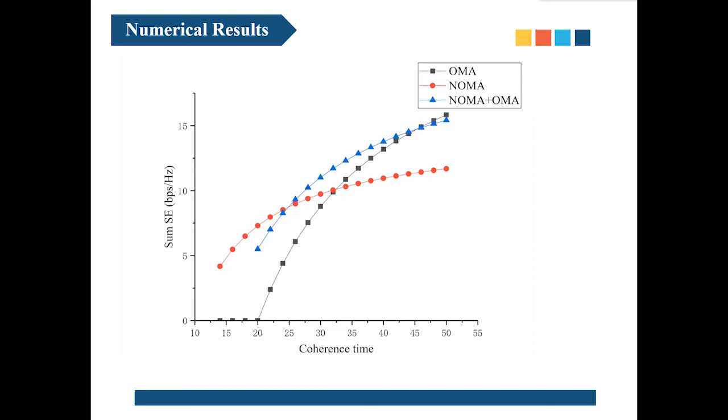Using OMA and NOMA at the same time is a compromise. When the coherence time is not too long or too short, cell-free massive MIMO with OMA and NOMA combines the advantages of OMA and NOMA. Some users use NOMA to shorten the length of pilot sequences, and other users use OMA to get a higher sum rate. In addition, it does not require the number of users in each cluster to be equal.